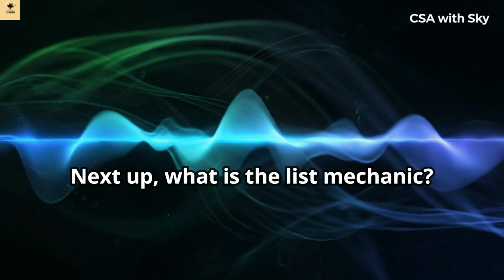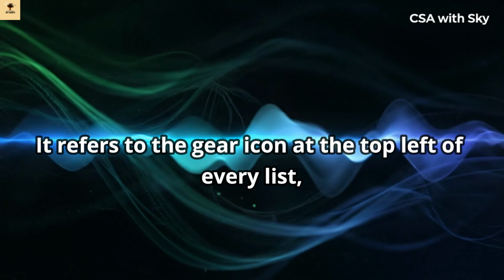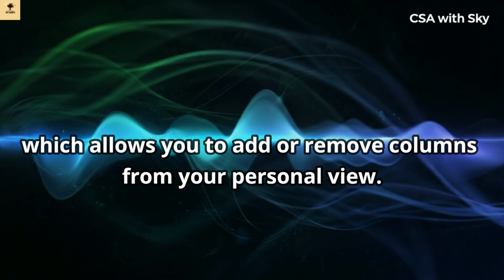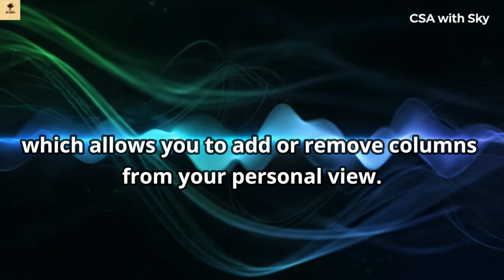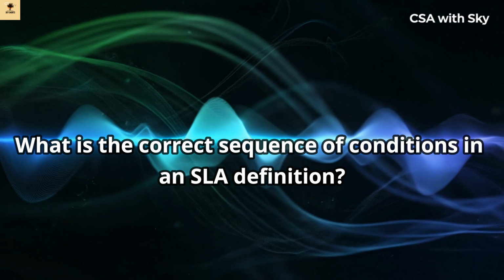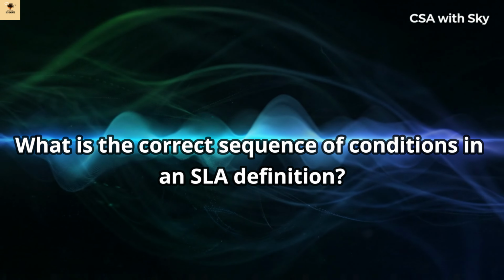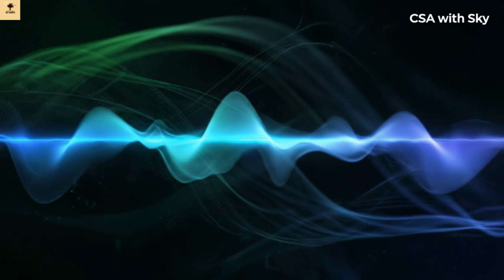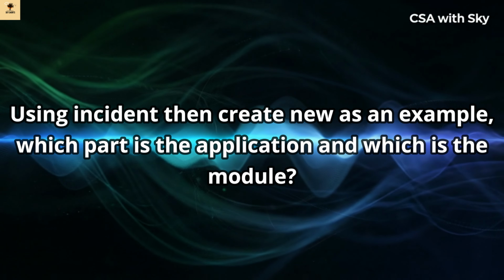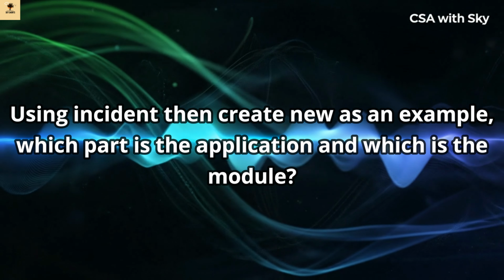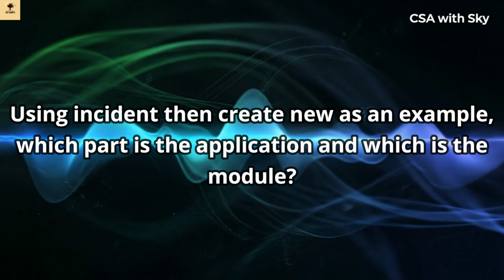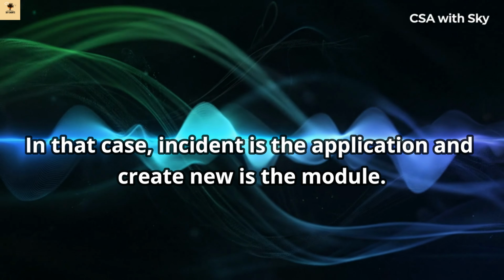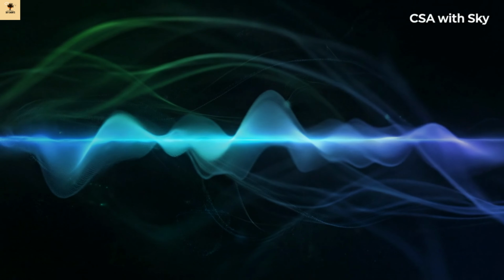Next up, what is the list mechanic? It refers to the gear icon at the top left of every list, which allows you to add or remove columns from your personal view. What is the correct sequence of conditions in an SLA definition? The sequence is start, pause, and stop. Using incident, then create new as an example, which part is the application and which is the module? In that case, incident is the application and create new is the module.